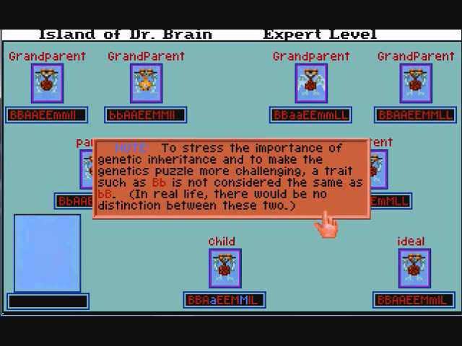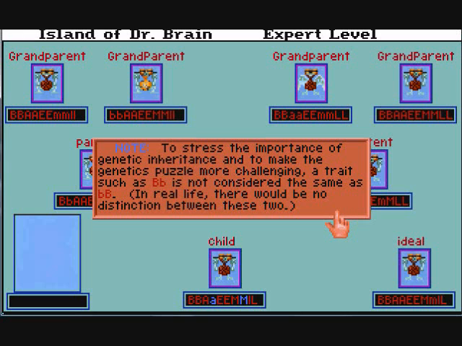Note, to stress the importance of genetic inheritance and to make the genetics puzzle more challenging, a trait such as Big B, Little b is not considered the same as Little b, Big B. In real life, there would be no distinction between these two, but, you know, that would just be too easy. Actually, it would make the puzzle very difficult.